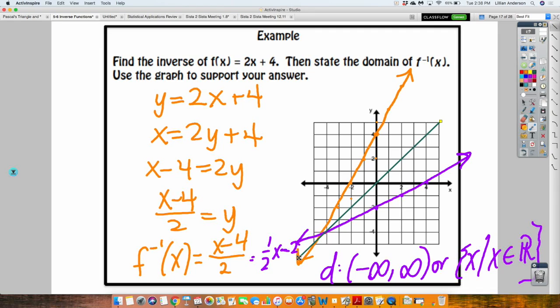So if I give you a graph, you should be able to graph my inverse. If you want to, you can just take the points, switch them, and graph them, or you can reflect it over that line. Questions? To the next one.